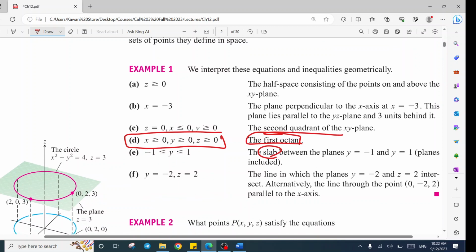Now, if two planes intersect, what will I get? Plane number 1 and plane number 2 intersect, you will see what? The intersection between them.